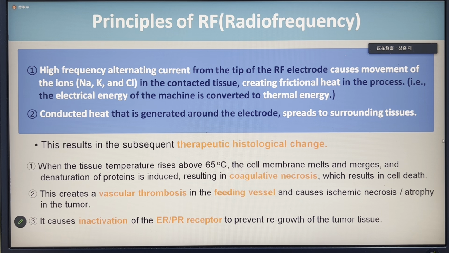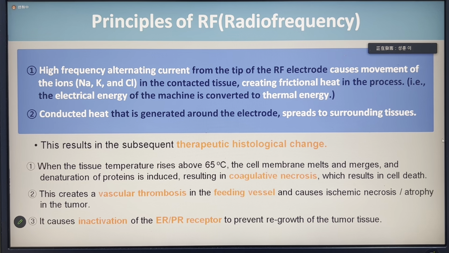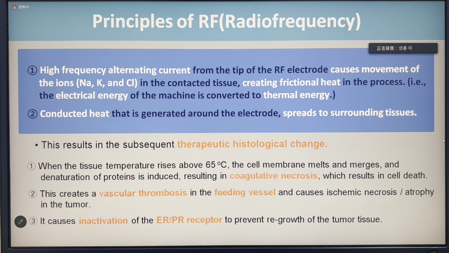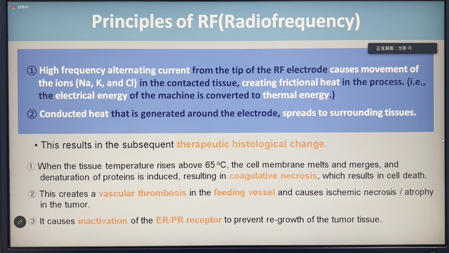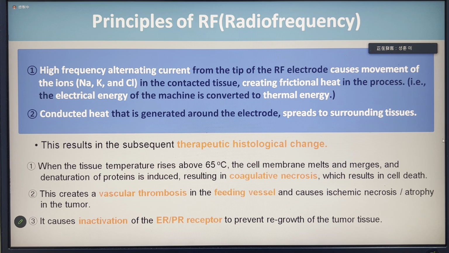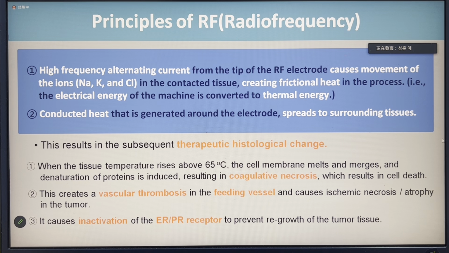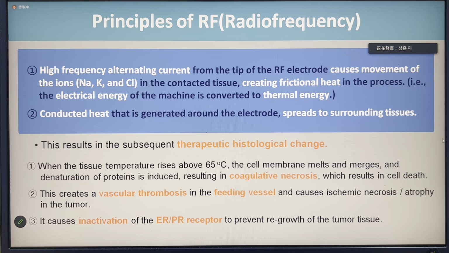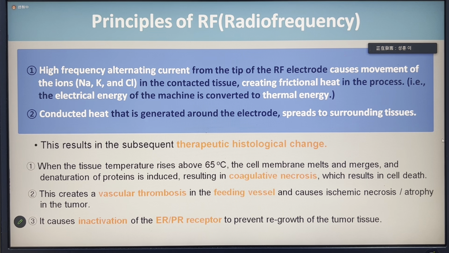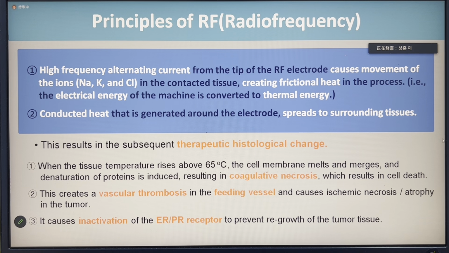High-frequency alternating current from the tip of the electrode causes movement of the ions in the contacted tissue, creating frictional heat in the process. Conducted heat that is generated around the electrode tip spreads to surrounding tissues. This results in a subsequent therapeutic histological change like coagulative necrosis and vascular thrombosis in the feeding vessels, and inactivation of the ER and PR receptor to prevent regrowth of the tumor tissue.